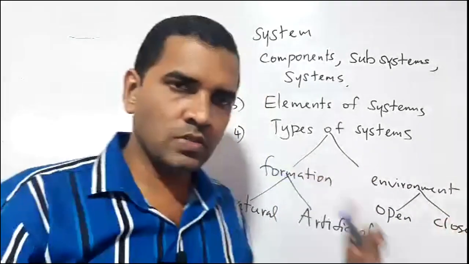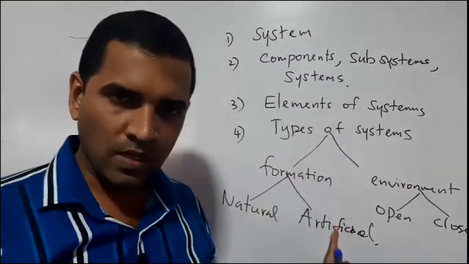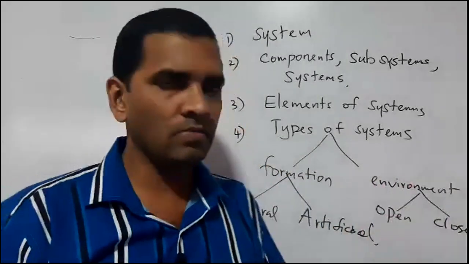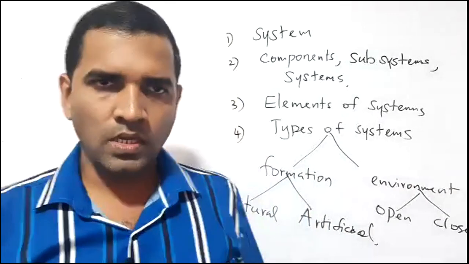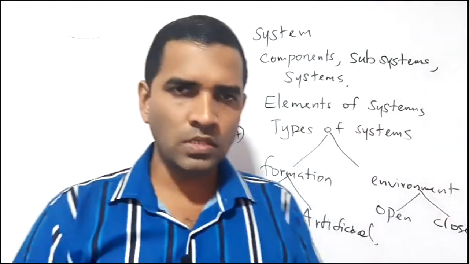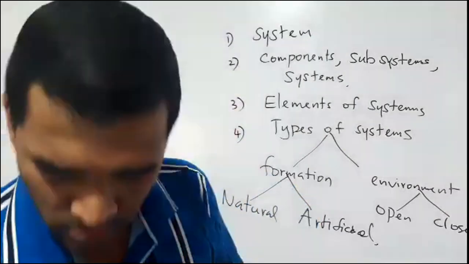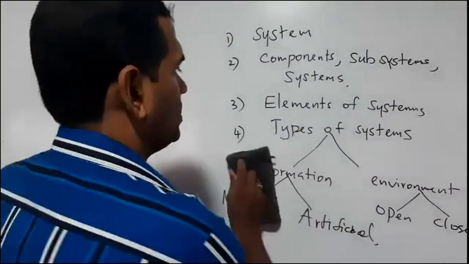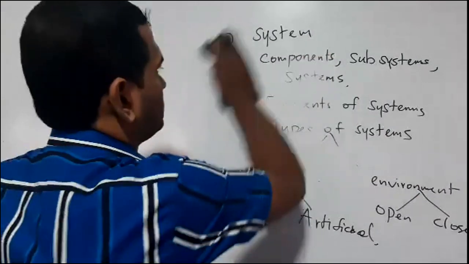So we took some examples for natural system as well as artificial system. For open system and closed system, we took enough examples. So these are the things which we studied during those 2 or 3 classes. Okay, so let's check today's things.